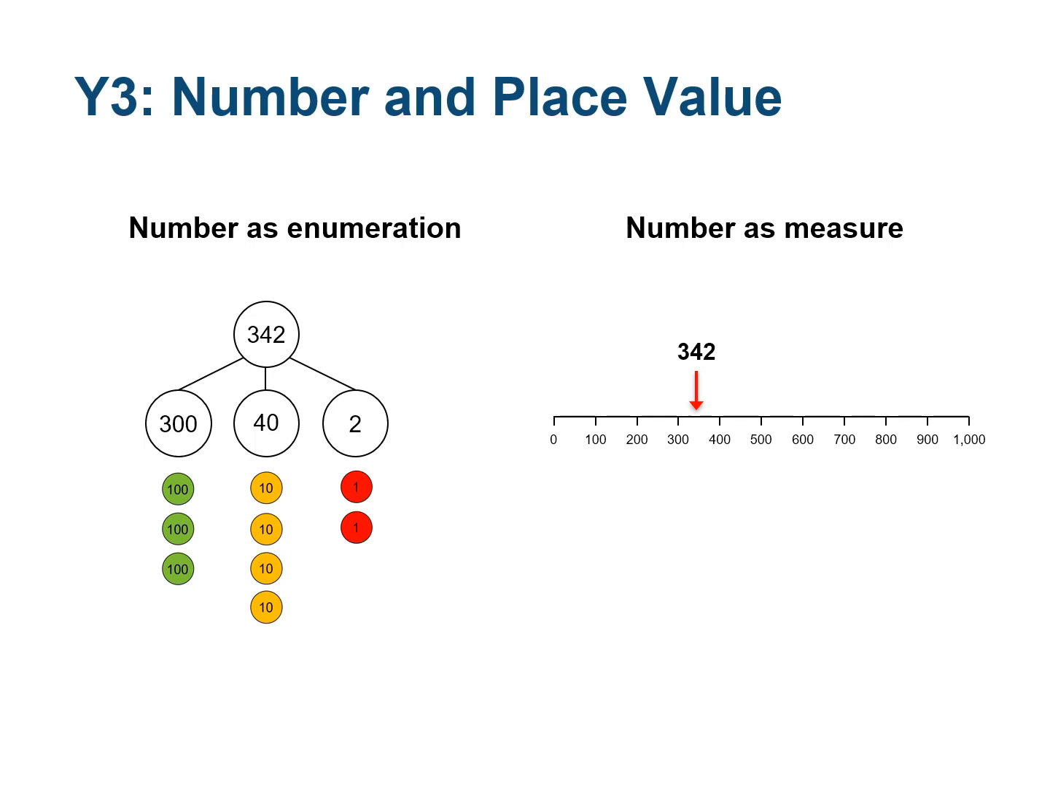So pupils will leave year 3 understanding these two models of 3-digit numbers: number as enumeration, which is the cardinality of a number, and number as measure, which is its place in the linear number system.